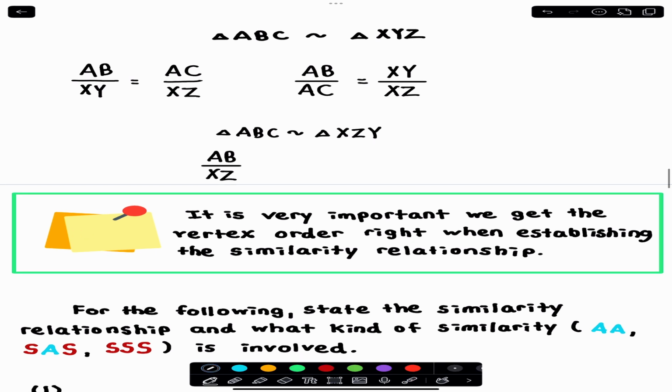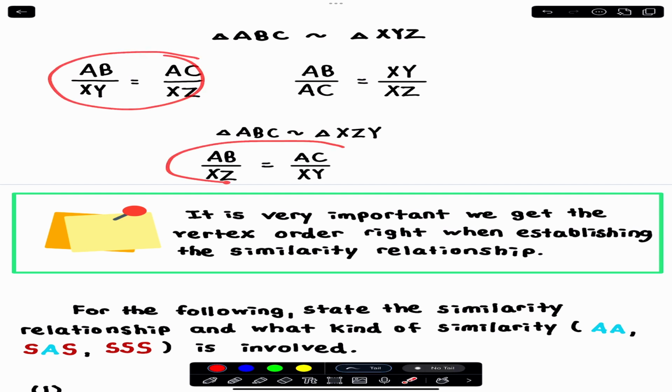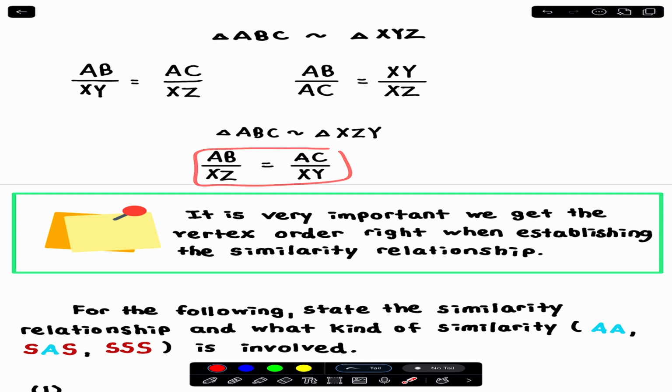And then maybe you would set that equal to, let's say we cover up the middle letter of each now, so covering up B and Z, then we would get something like this. And if you think that these two are the same, think again, because they are not. So if you get this wrong, you're going to end up with something completely different. That's why I emphasize the importance of always getting your vertex order right.